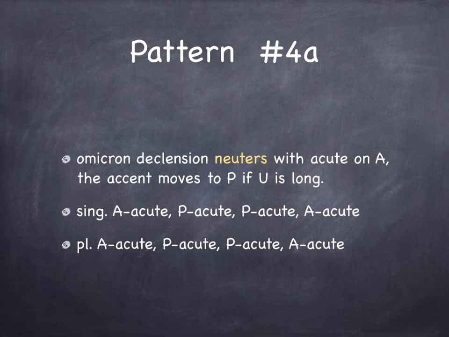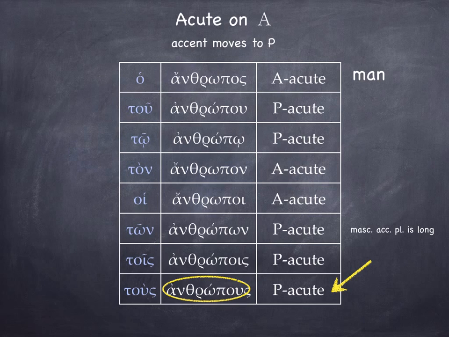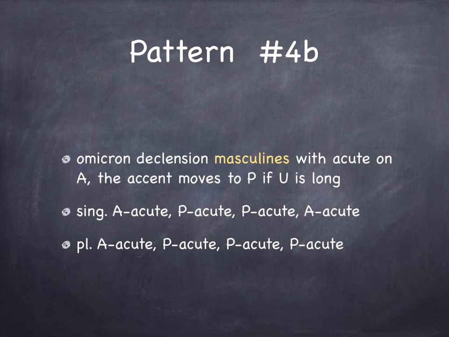So, pattern 4A, omicron declension neuters with an acute on the antepenult. The accent moves to the penult if the ending is long. And in general, this is the rule. Okay, let's look at the masculine now. And sure enough, the same pattern applies, except in that genitive, that accusative plural, where that ending is long. And so instead of having an acute on the antepenult, as we would in the neuter, we have an acute on the penult. And so rule 3b, it's acute on the antepenult. The accent moves if the penult is long.